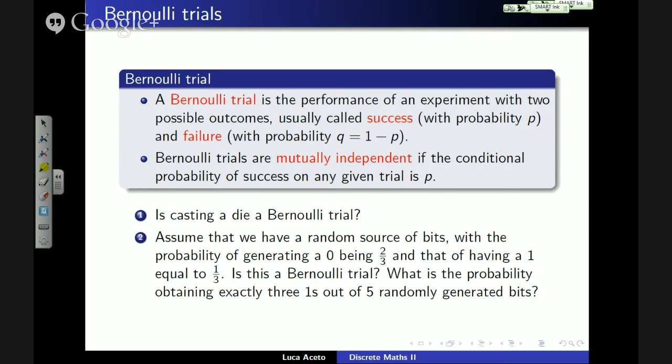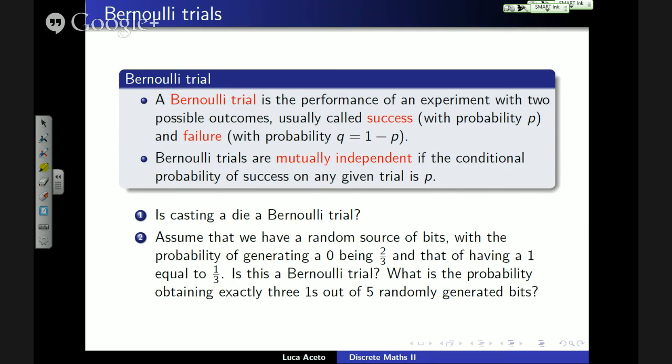Well, how many outcomes do you have? 2. The probability of success, assuming that 0 means success and 1 failure, is 2/3. The probability of failure is 1/3.